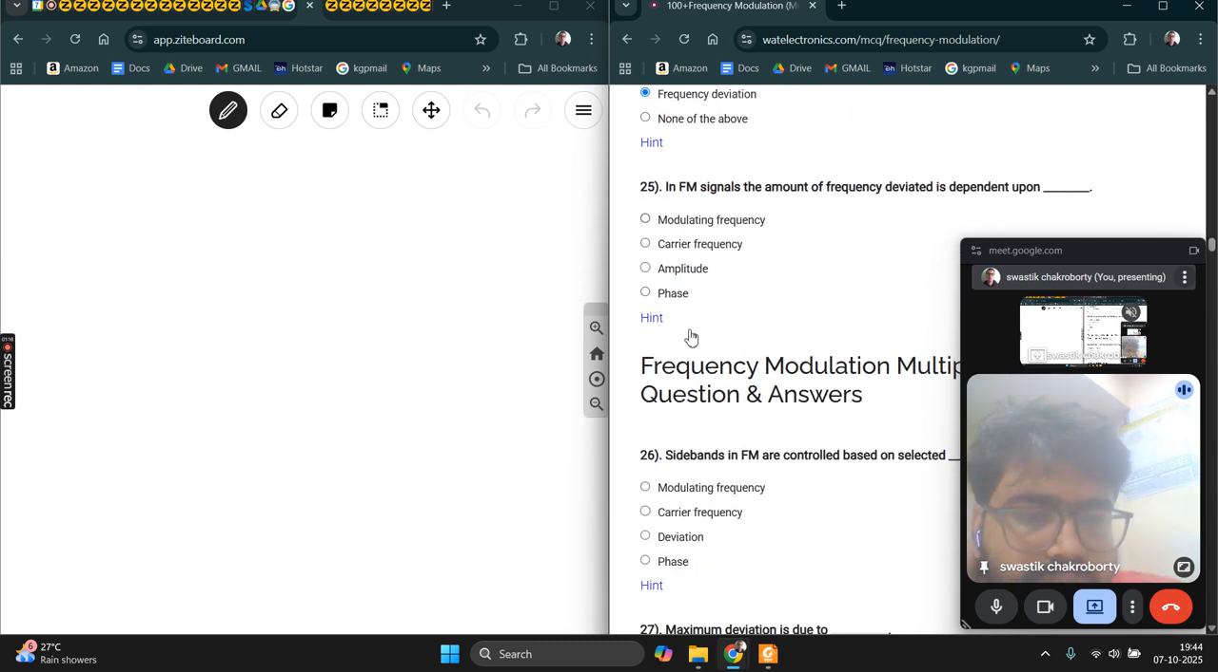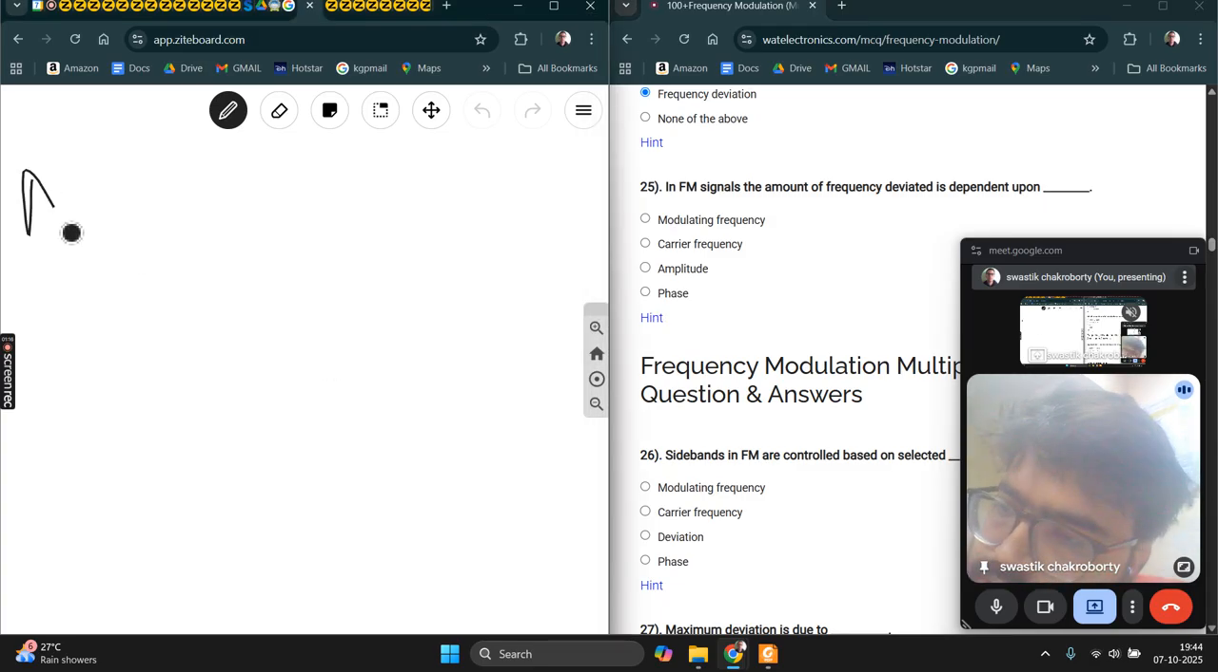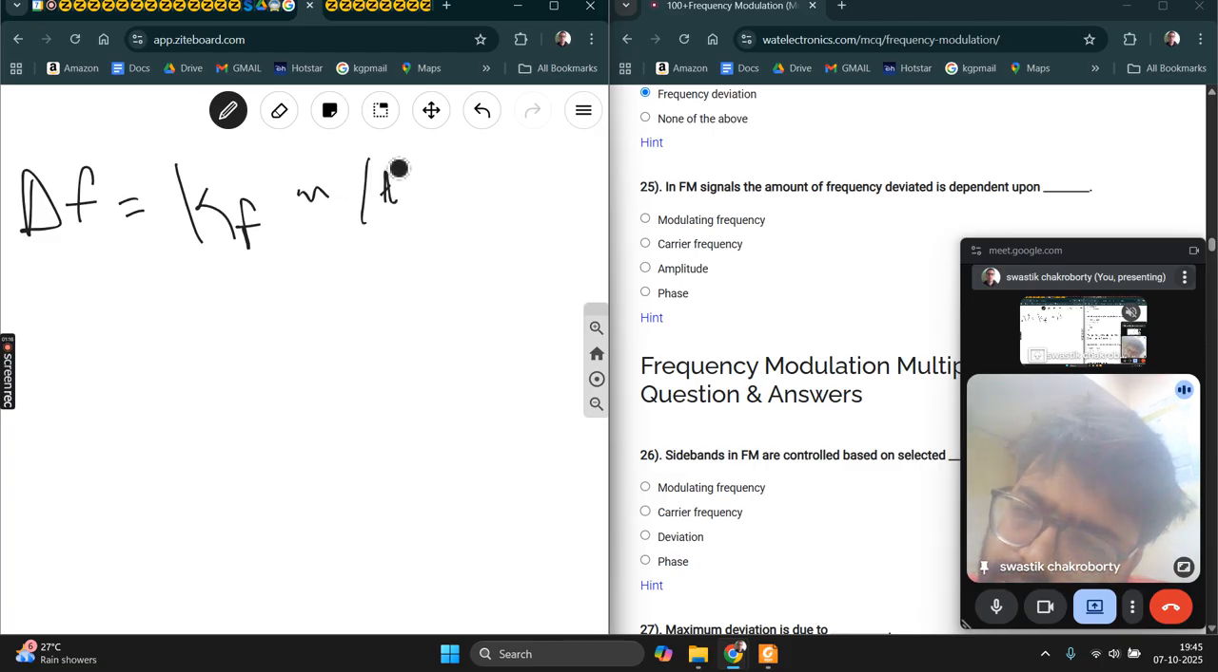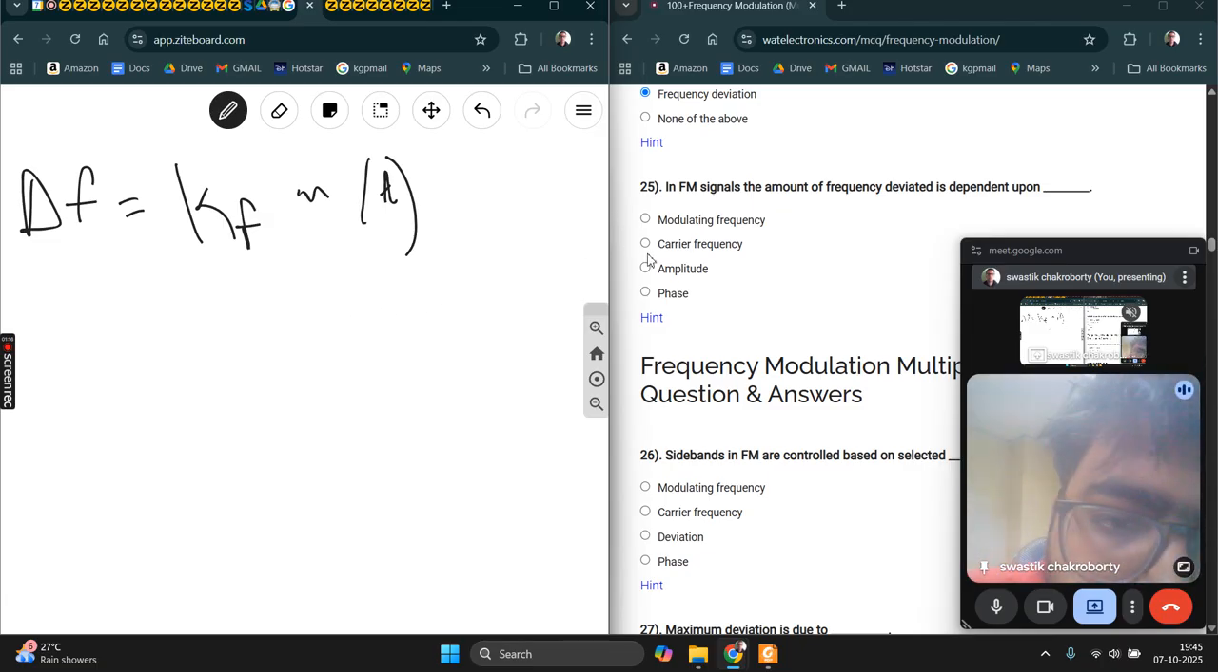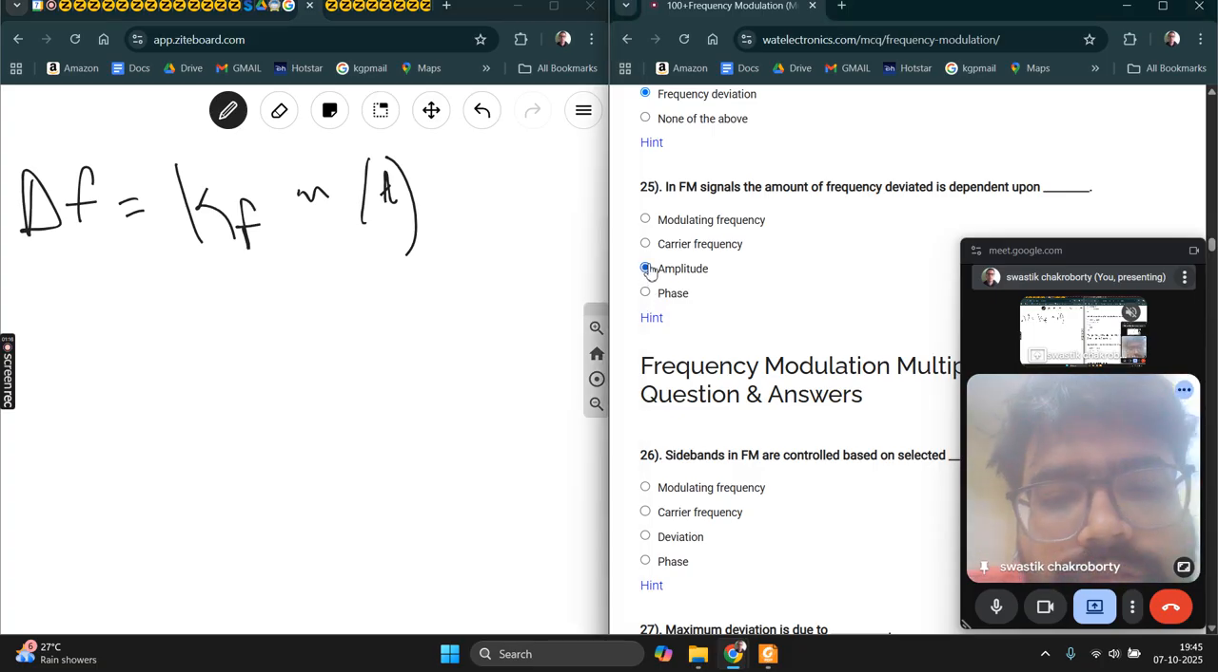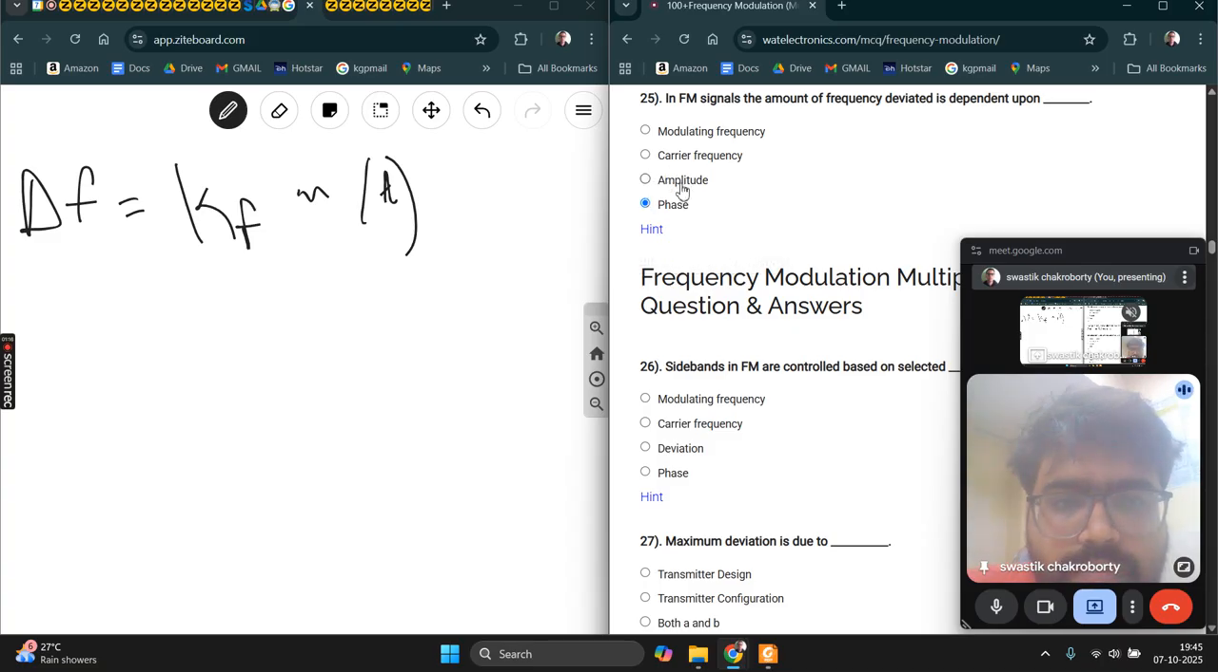In an FM signal, the amount of frequency deviated is dependent on what? The amount of frequency deviated is Δf. What is Δf dependent on? Δf is simply kf m(t). So here it depends only on the amplitude of the modulating signal. If you take the magnitude, it is only amplitude.